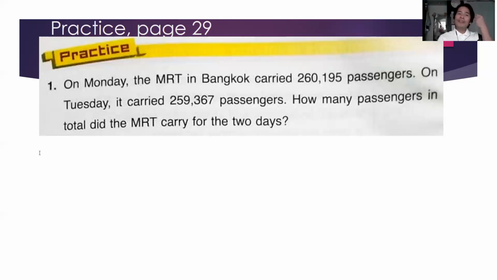So what do you think is the operation and why? Plus or addition. Plus. What's the keyword? Total. That's right. That keyword is total. So here is the keyword.